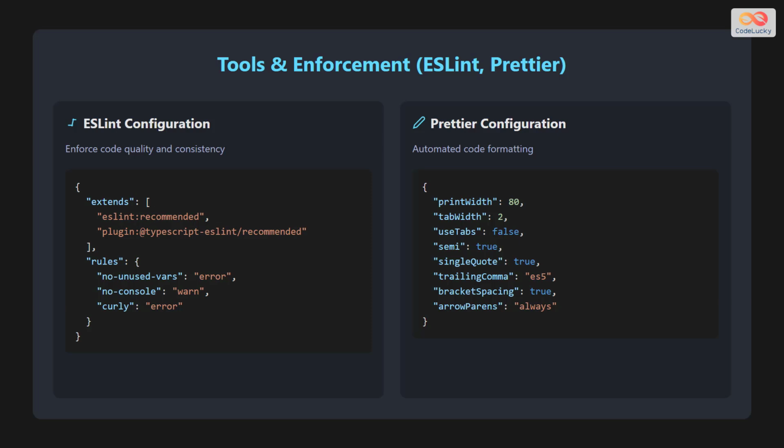Prettier is used for automated code formatting, ensuring code is formatted consistently across the team. You can configure various formatting rules such as the print width, tab width, use of semicolons, single quotes, trailing commas, bracket spacing, and arrow parentheses. These tools improve code consistency and readability.